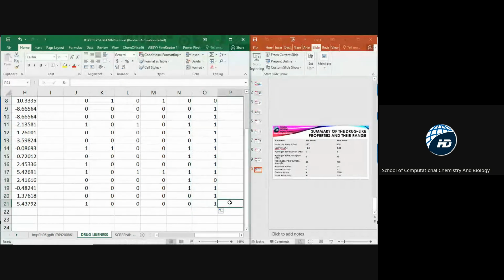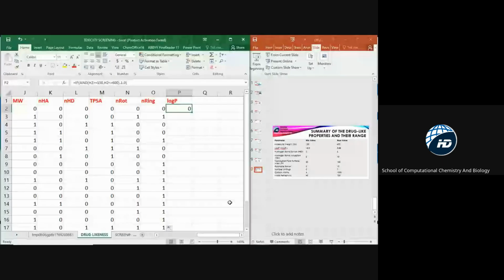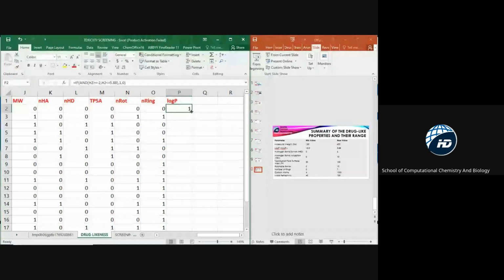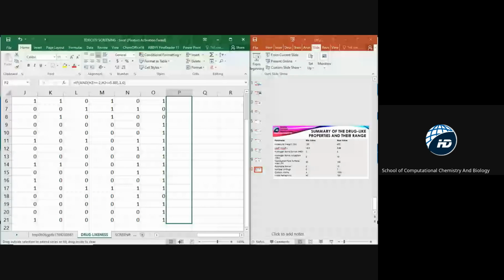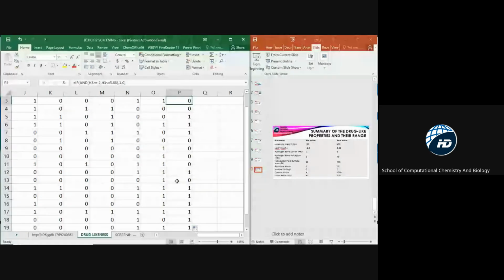Then the last one, LogP, minus 2 to 5.88. Okay, so I'm done with the first stage. I'm waiting for you.